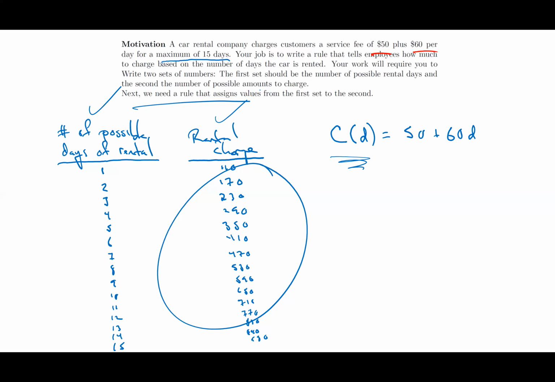So we have a relationship that we've established between the number of days and the charge. Now, it might be worth noting too, because remember, this function is defined only for certain numbers. So I could define it this way, where D equals 1, 2, 3, dot, dot, dot, all the way up to 15, okay?